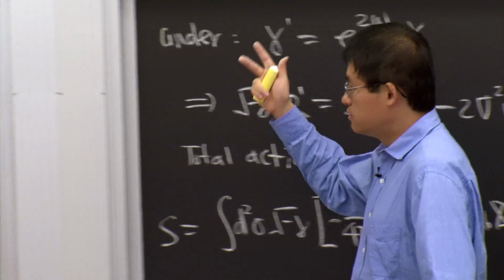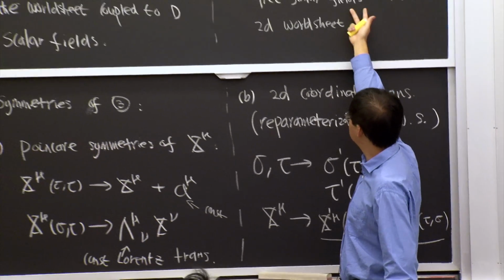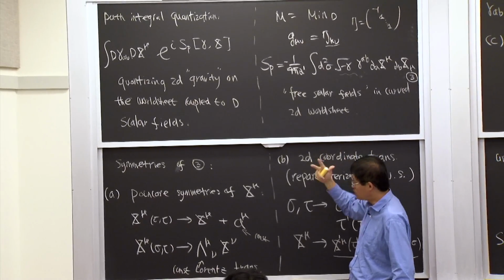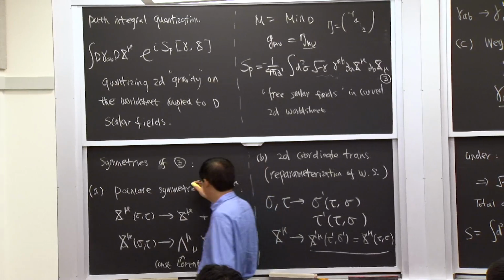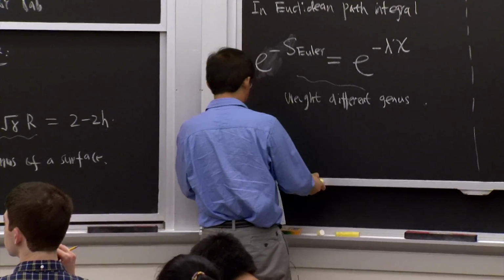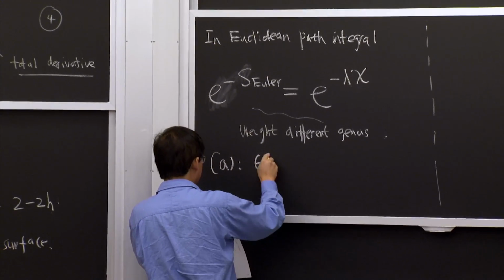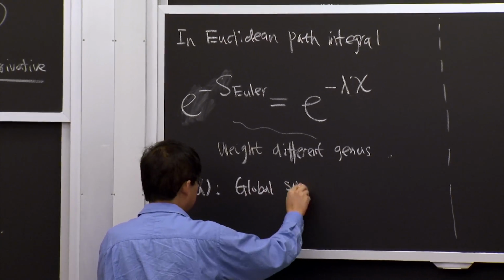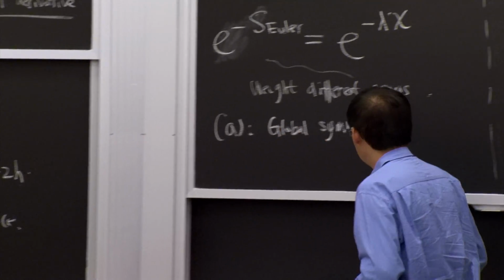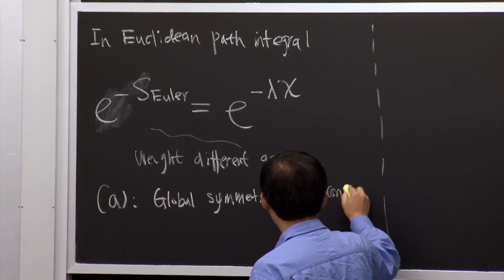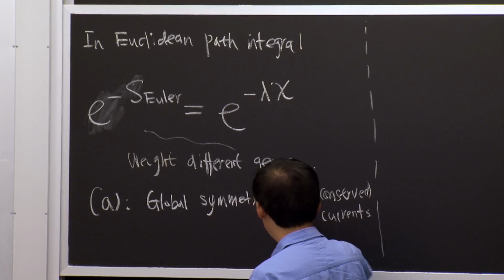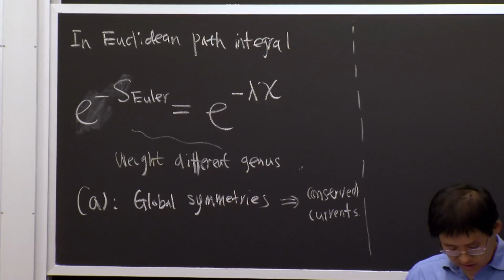So to summarize, we can think of this as a two-dimensional field theory coupled to curved space-time. From that two-dimensional perspective, A is a global symmetry, because the symmetry does not depend on sigma and tau. So this should lead to a conserved current and conserved charge. We will see later that this indeed plays a very important role in physics.